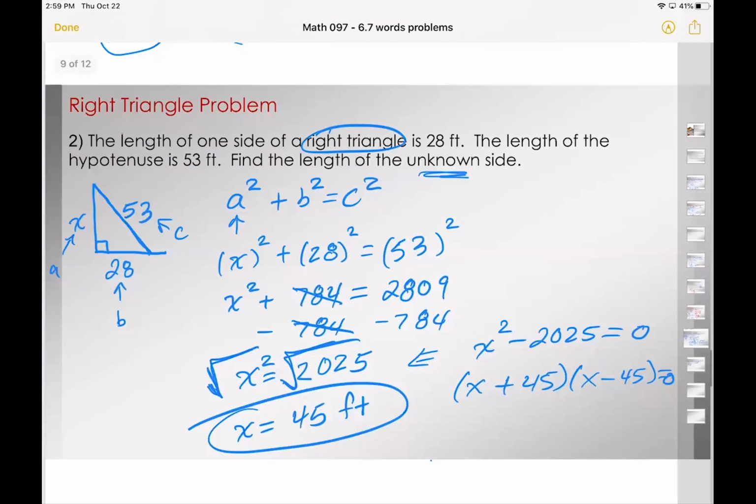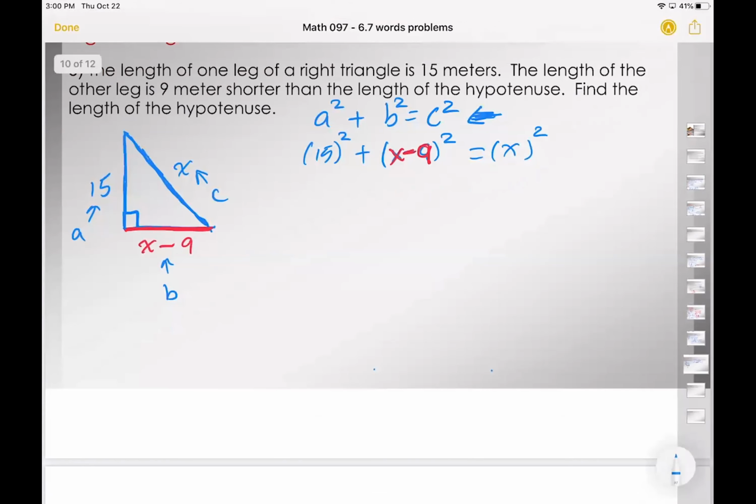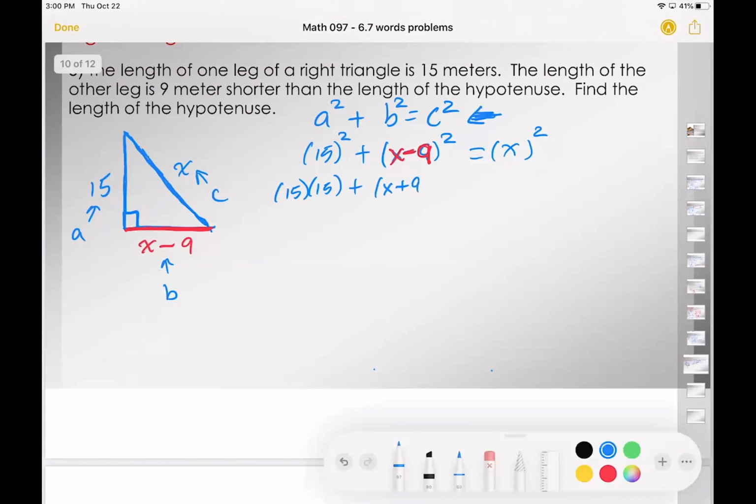Because we have this binomial, this is what technically we have, right? Everybody agree that 15 squared is 15 times 15? Everybody agree? You can disagree.